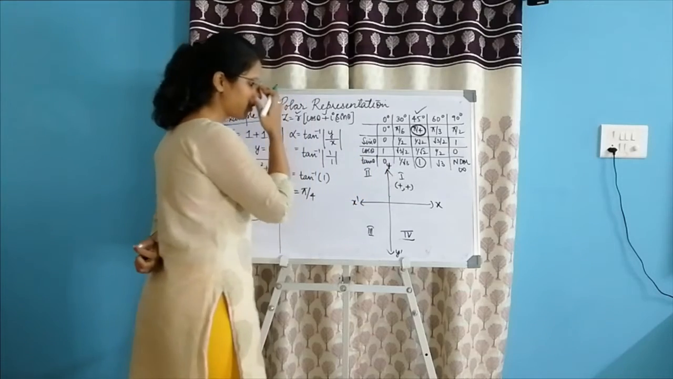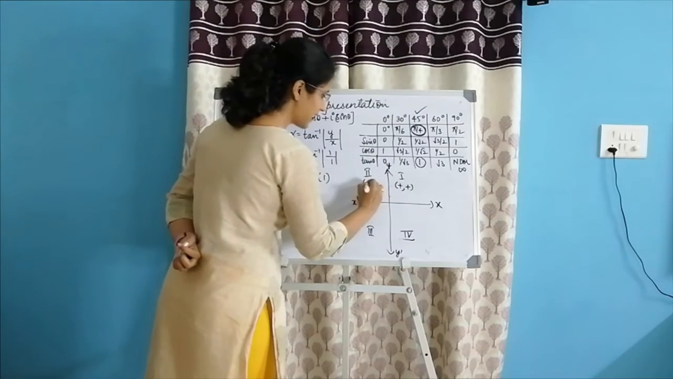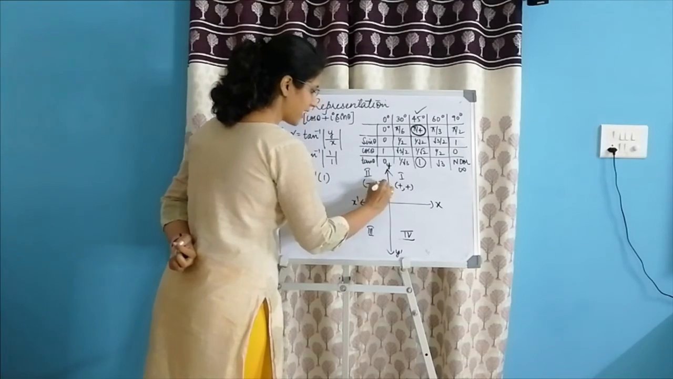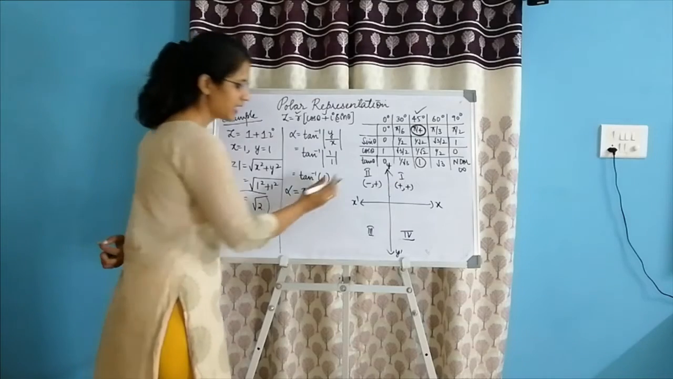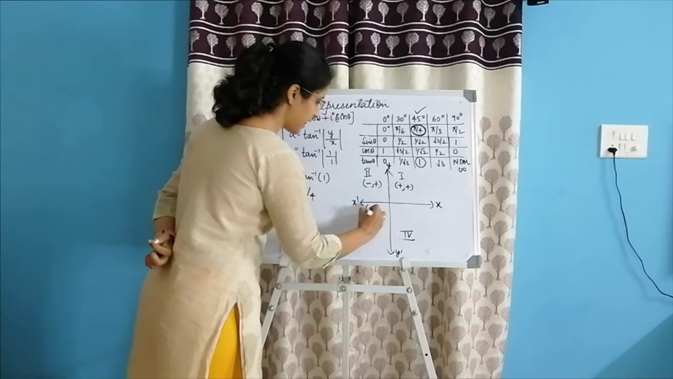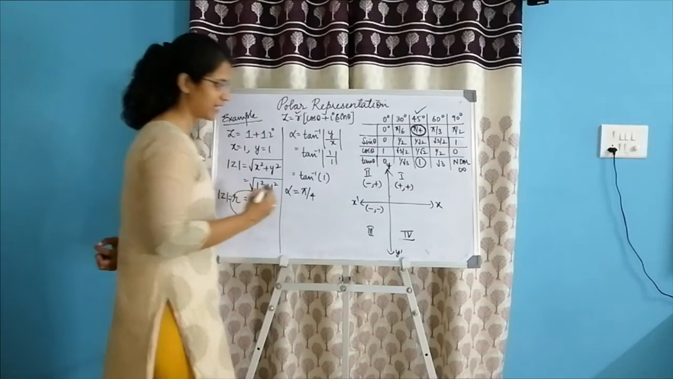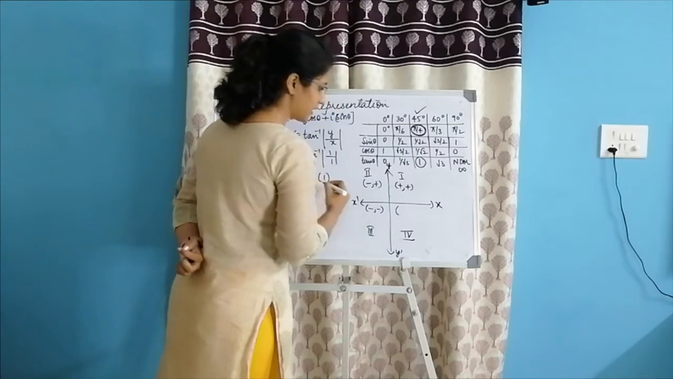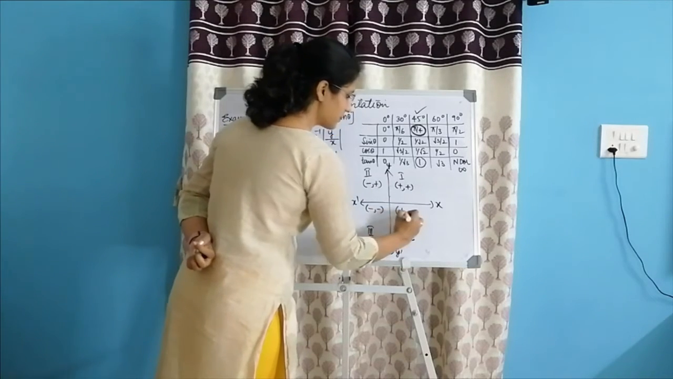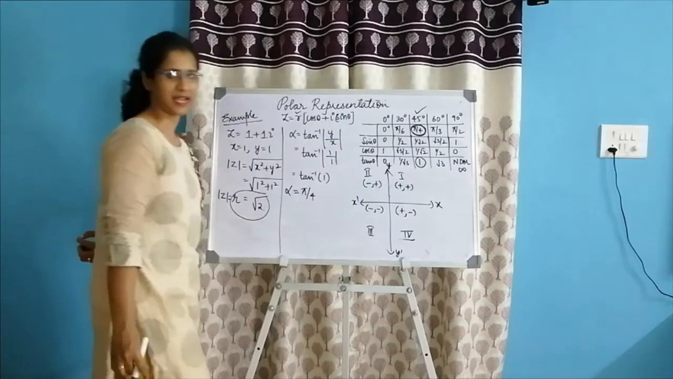In the first quadrant, x value is going to be positive, y value is also going to be positive. This is my x-axis, y-axis, x dash, y dash. X dash and y dash are only to differentiate between positive values and negative values. So in the second quadrant, I will have x negative, y positive. In the third quadrant, I will have x and y values both negative. And in the last quadrant, I am going to have x positive and y negative.